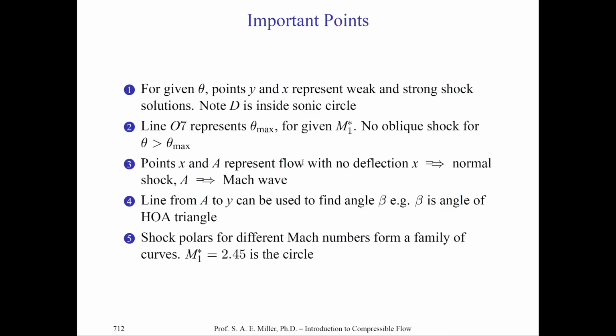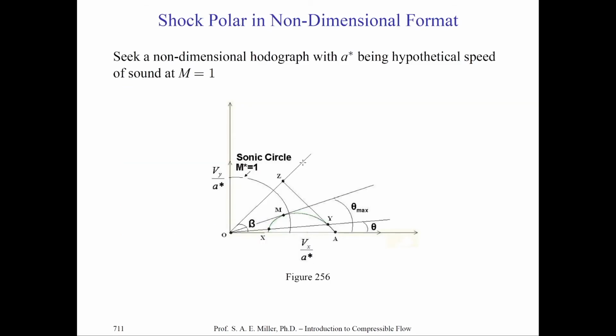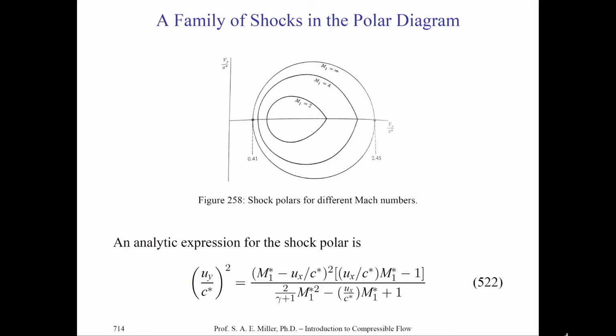Great. Now, shock polars for different Mach numbers form a particular family of curves. So, for example, M1 sup star equals 2.45 becomes the circle. That's the so-called sonic circle. Now we have one last important point about the so-called family of shocks in the shock polar diagram. We can plot out these shock polars by a closed form analytic solution, for example, with u sub y, which is the velocity in the cross-stream direction after the planar oblique shock. That's the induced velocity in the cross-stream direction after the shock wave. And this I show without development in equation 522 of this slide deck.